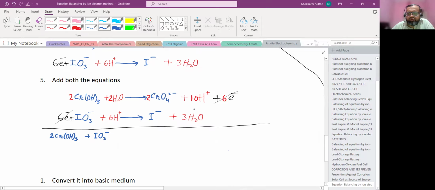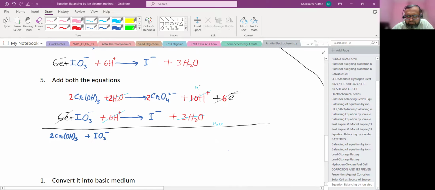Then we will see water. Water is on both the sides. So as you can see, there are two water molecules. So on the left hand side, there would be no water, and on the right hand side, one water is remaining. Okay, that we will write here in the equation. And hydrogen ions, there are 6 hydrogen ions on the left hand side, while 10 hydrogen ions on the right hand side.